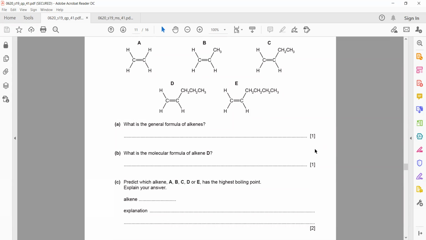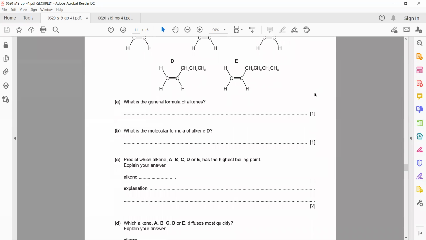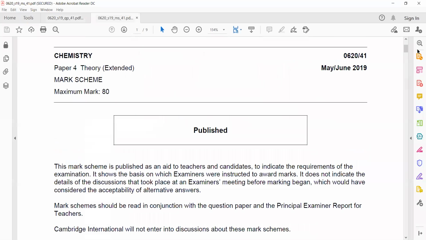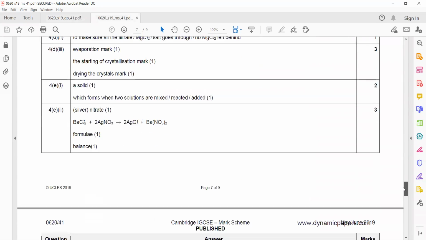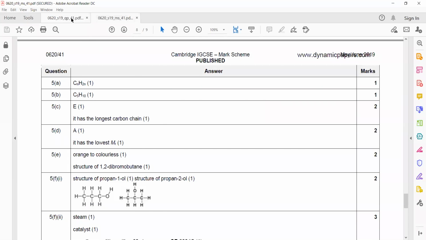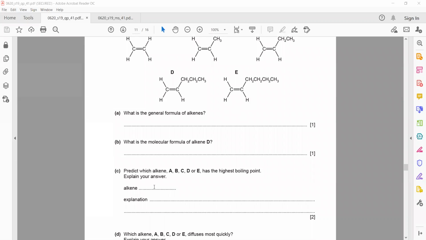Predict which alkene has the highest boiling point and explain your answer. Which one will have the highest boiling point? E has the highest boiling point because it has more carbon atoms, so stronger attraction will be there between the molecules. So E is the answer, because of the longest carbon chain or greater number of carbons. The boiling point depends on the number of carbons in the structure. So E is the answer because it has a greater or longer chain.